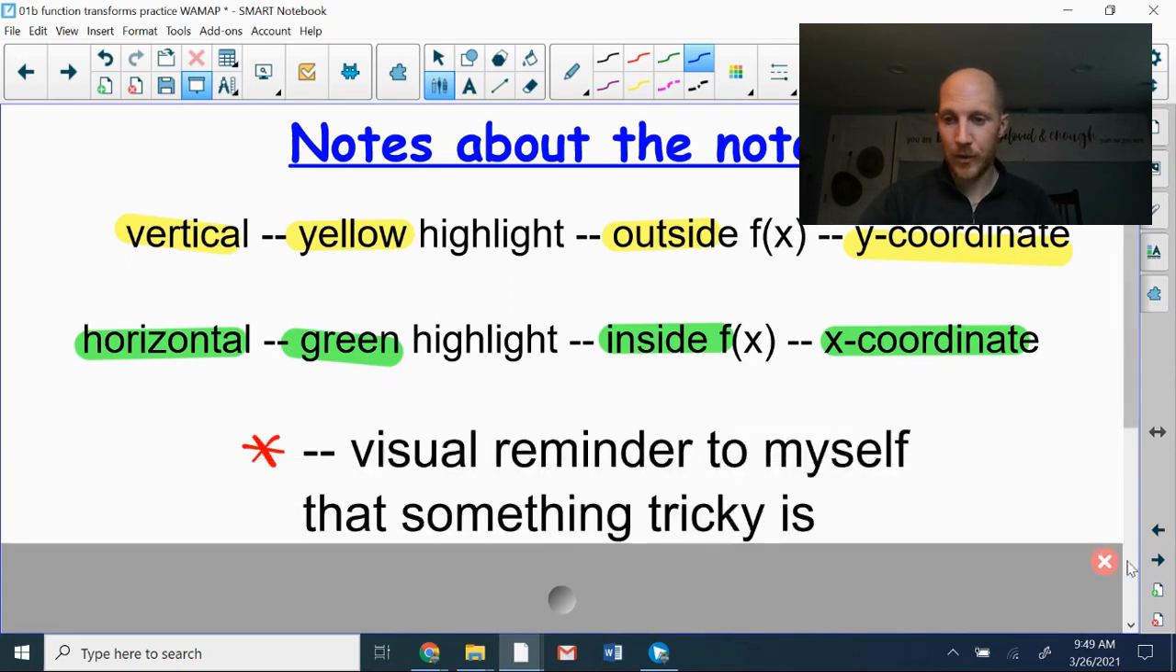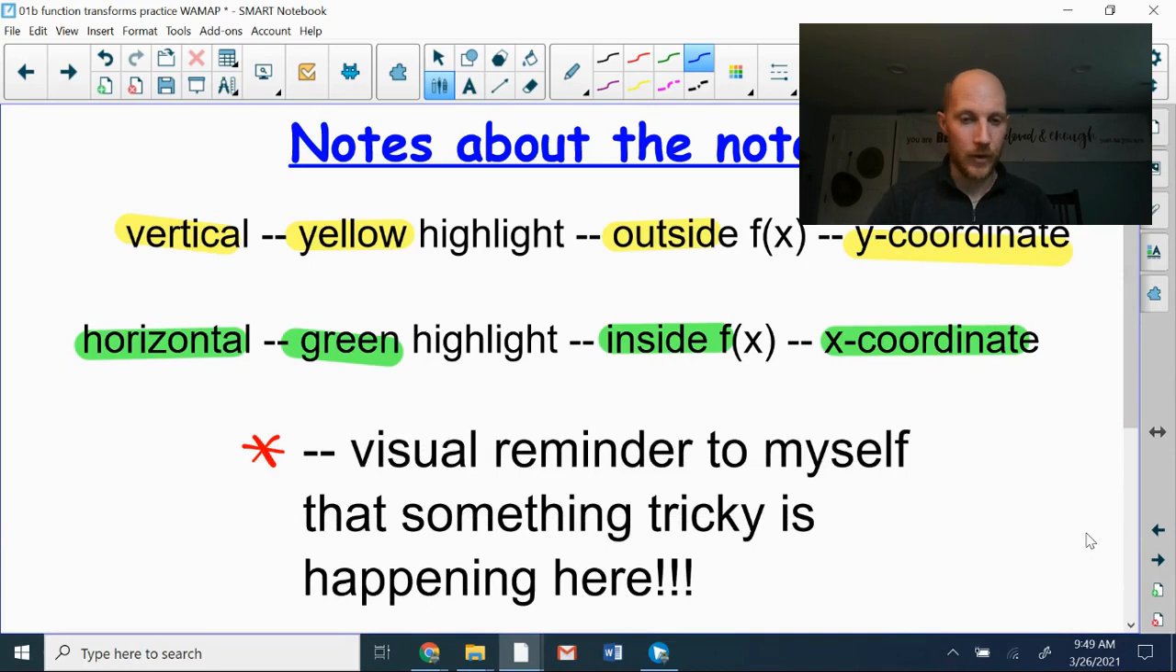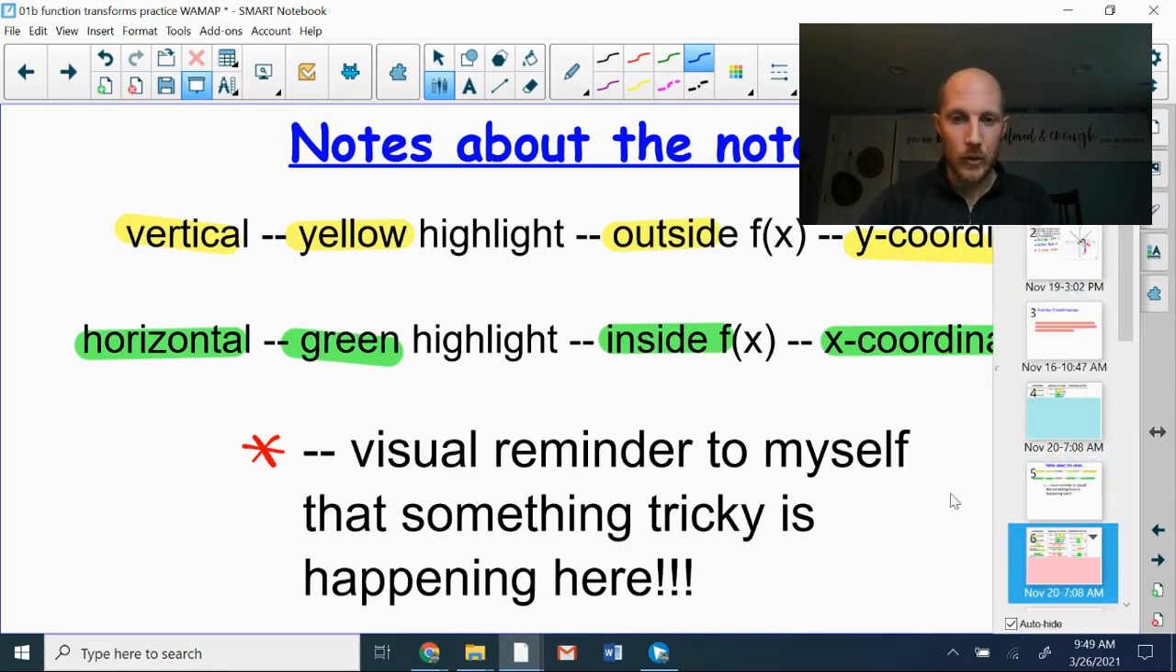And then I did also put some asterisks on there. There are a couple places I put these big red asterisks. That's a visual reminder to myself that something especially tricky is happening here. Usually it means the operation that I need to do on the coordinates is backwards somehow from what I see in the function notation. So let's take a look.